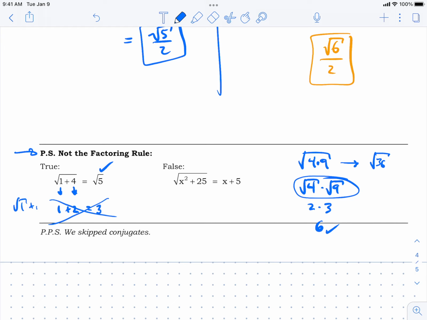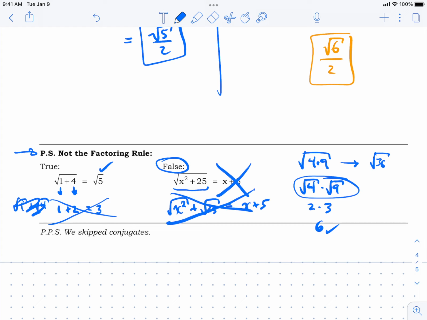Probably where I mostly see it is here. So this says it's false. You cannot say, oh, I'll take the square root of the x squared, and I'll take the square root of the 25, and I'll get an x plus a 5. That does not work at all. It only works for factoring. You have to have a multiplication here. If you want to split the radical over the 2 different numbers, it's only possible if the 2 different numbers are being multiplied. Adding? No, doesn't work that way, so please don't do it.